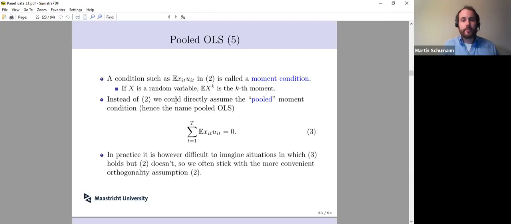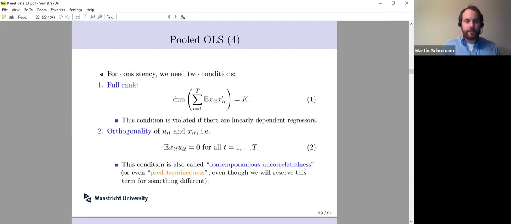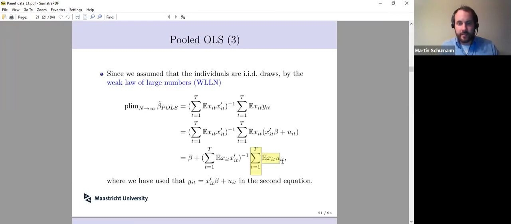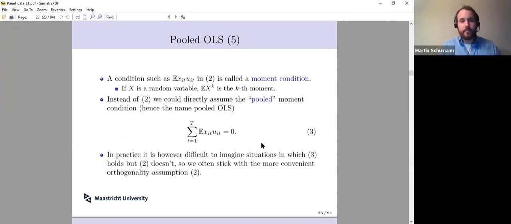Now, what we assumed was actually too strong, right? We assumed that this thing here is 0 for every t, but what we actually need is that this thing is 0, which is of course an implication if all these terms are 0 for every t. So in principle, we can make the assumption a little bit weaker in order to get a consistent estimator. Namely, we can pool the moment conditions. Pooling means that we simply sum over all moment conditions here.